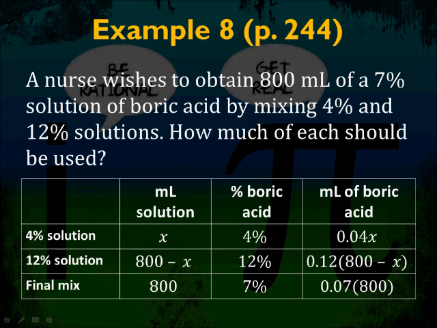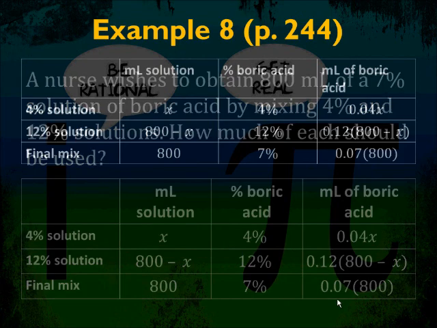So let's just go through this chart again. X is the number of milliliters of 4%. Since we have X for 4%, we have a total of 800. So 800 minus X is 12%. And you multiply the number of milliliters times the concentration to get the milliliters of boric acid.